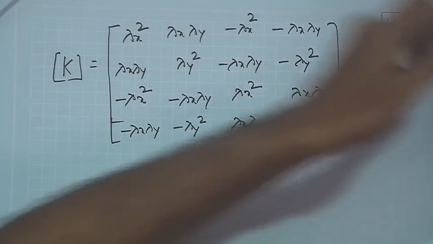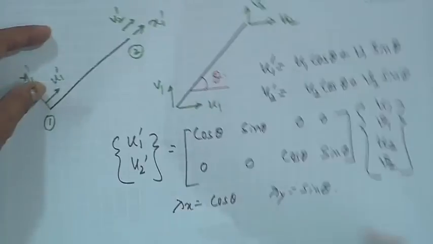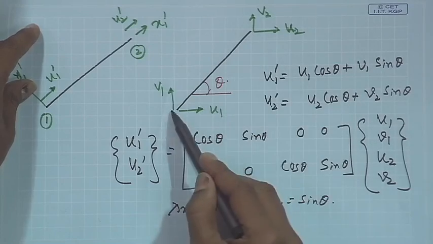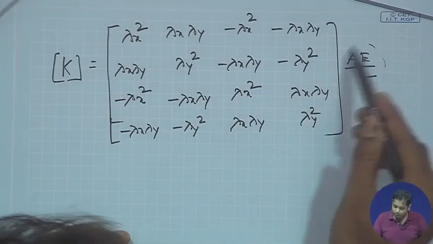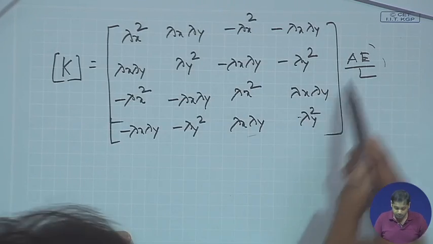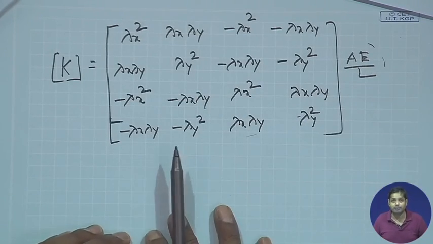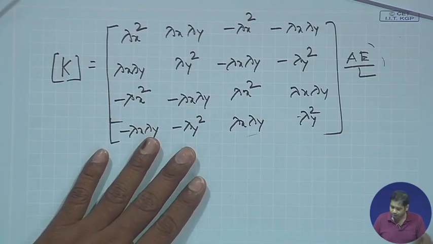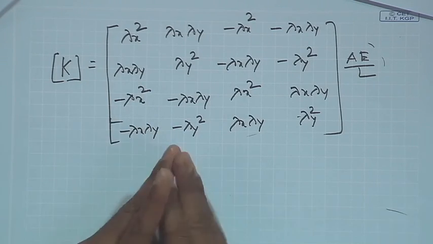If we see this, we only needed the orientation of this member, this angle theta. So if we know the property and the orientation of this, we can get the element stiffness matrix for the member with respect to the global coordinate system. How to assemble all the element stiffness matrices, that we will see when we actually solve some problems.